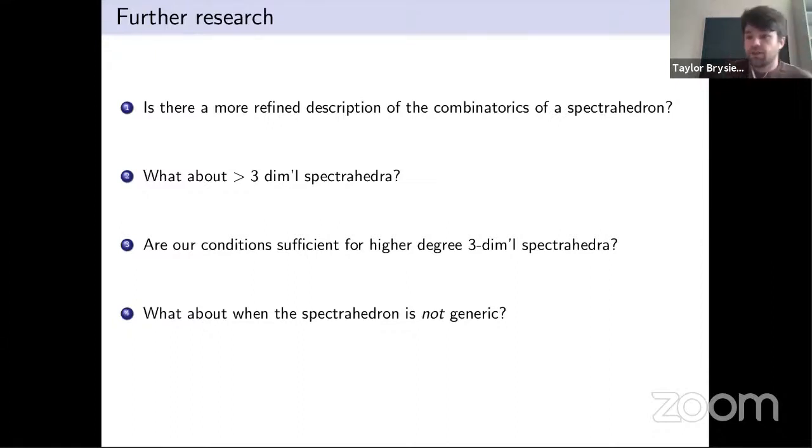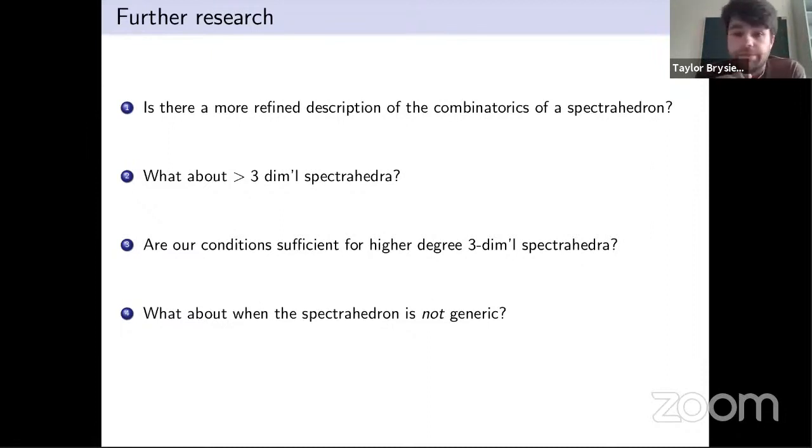So I'm currently not pursuing this line of research in any of my current projects, but if you're interested, here are some questions I think are natural. The first one: is there a more refined description of the combinatorics of spectrahedra? For polyhedra, you don't just have what the vertices or faces are or how many, but you also have how they meet each other. So an interesting thing would be to develop a reasonable definition for a more refined combinatorial structure in spectrahedra.